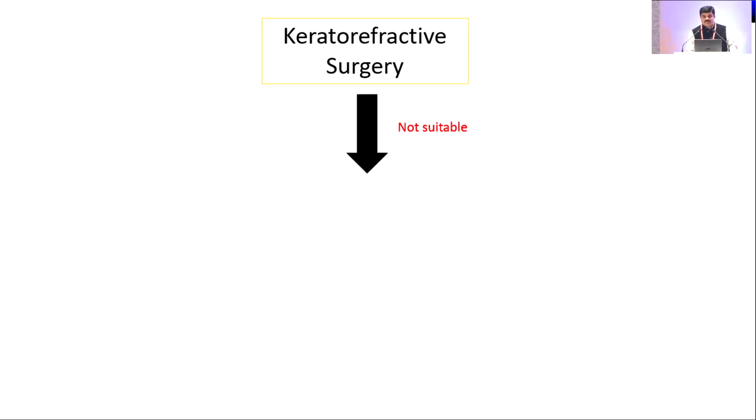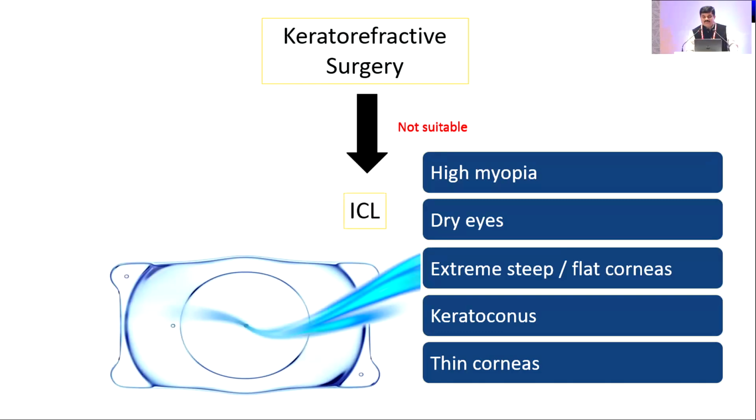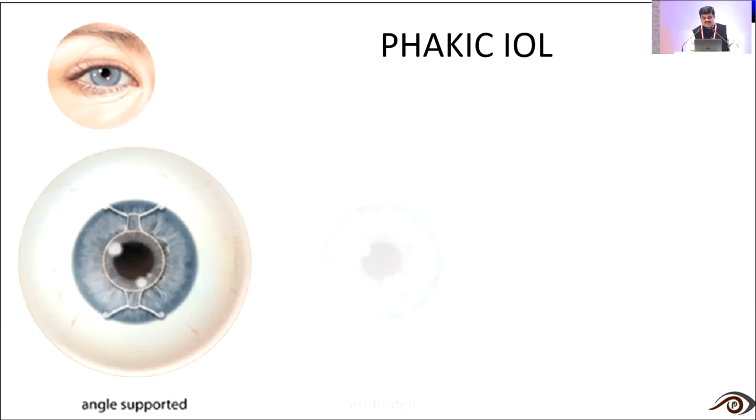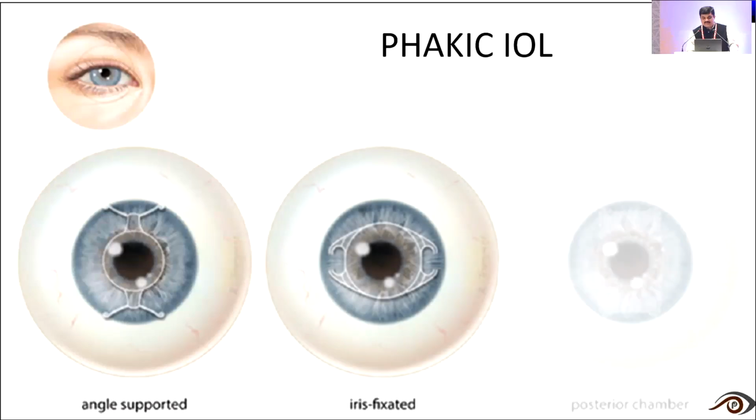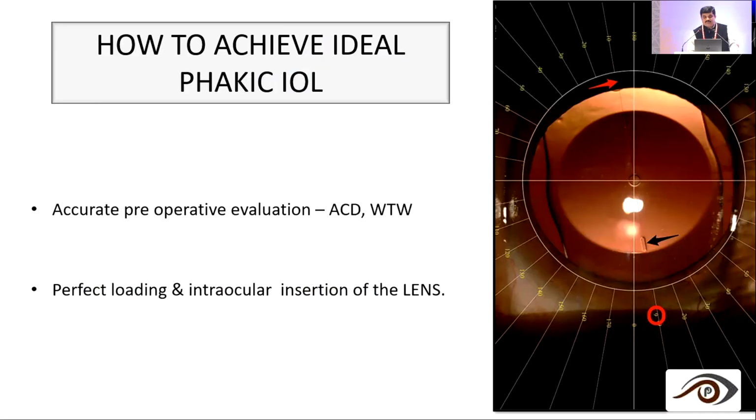If the patient is not suitable for a keratorefractive procedure because of high myopia, dry eyes, extremely steep or flat corneas, or keratoconus, then the next option is implantable phakic lenses. There are different phakic lenses: angle supported, iris fixated and posterior chamber. These are a few of the companies available. One is from a Collamer background and the other is all hydrophilic acrylic. To achieve the best phakic IOL outcome, two things are very important: one is the anterior chamber depth, and second is the white-to-white diameter, along with perfect loading and intraocular insertion of the lens.